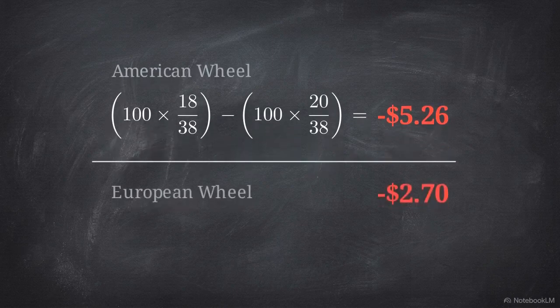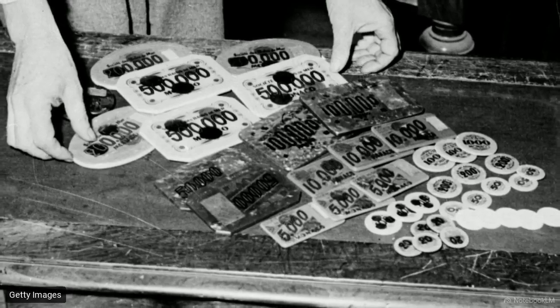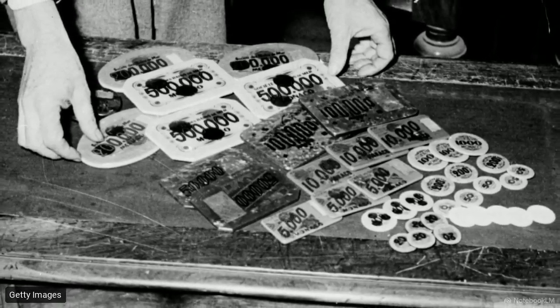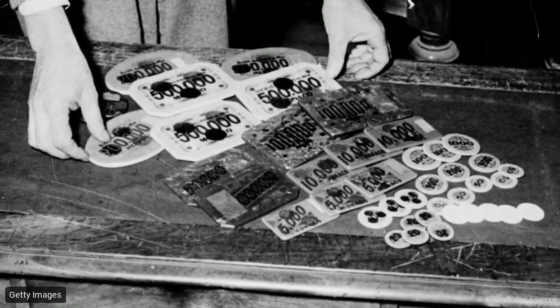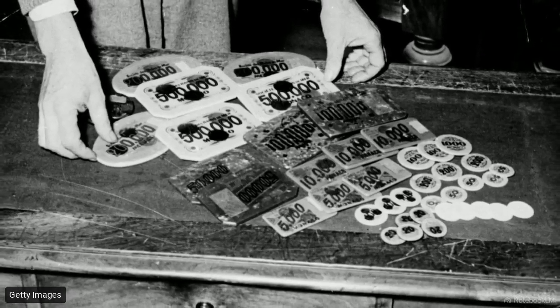Let's look at that alongside the expected value of the European wheel calculated earlier. Adding just one extra green pocket nearly doubles the player's expected rate of loss. This explains exactly why casinos prefer the American wheel.